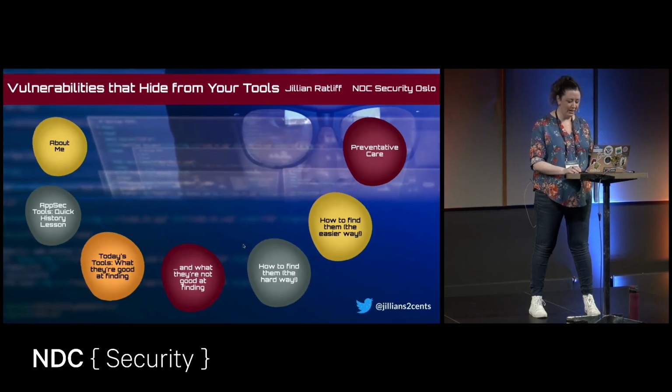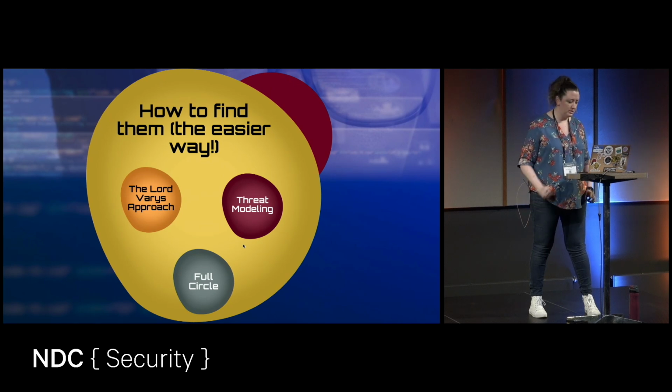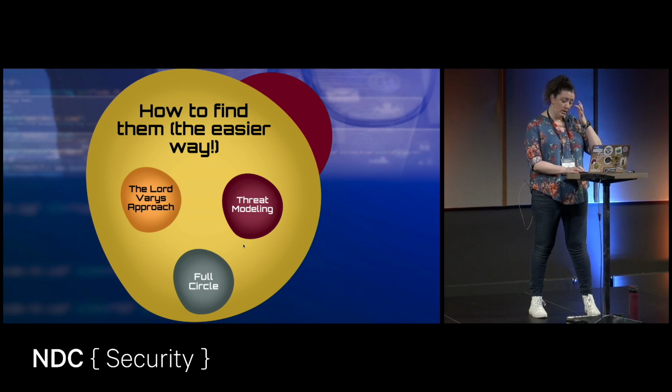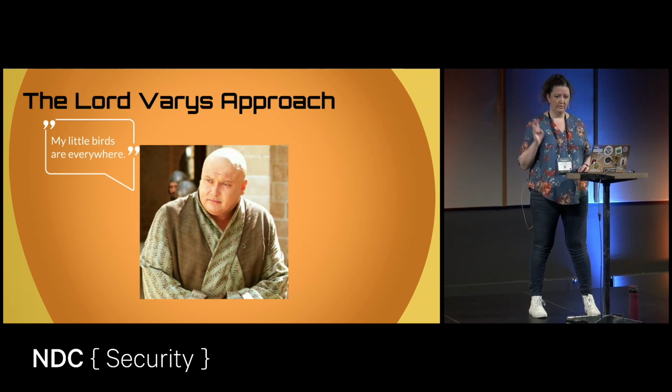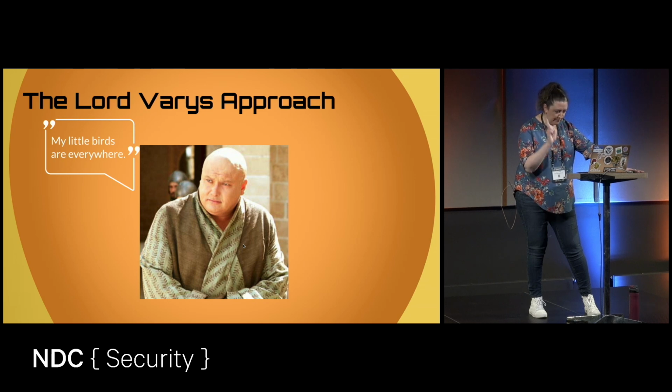Anyway, so, a slightly easier way. So there's the traditional approach of pen testing and code review. The slightly easier way, what I call the Lord Varys approach. And I realize that this is a slightly dated reference now, and Game of Thrones, everybody's blocked it out because the last season was awful. So I do apologize, but it's still kind of the best way to reference my approach to security. I'm blaming jet lag.